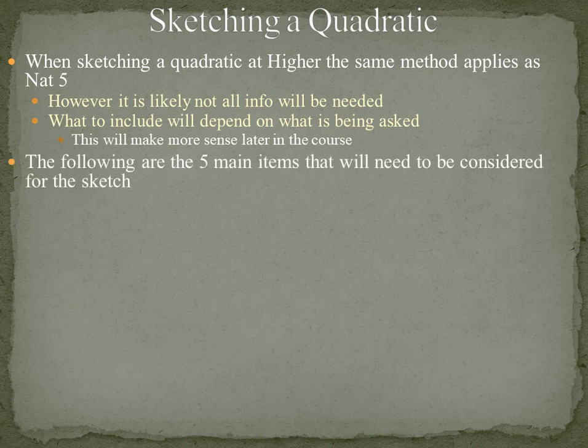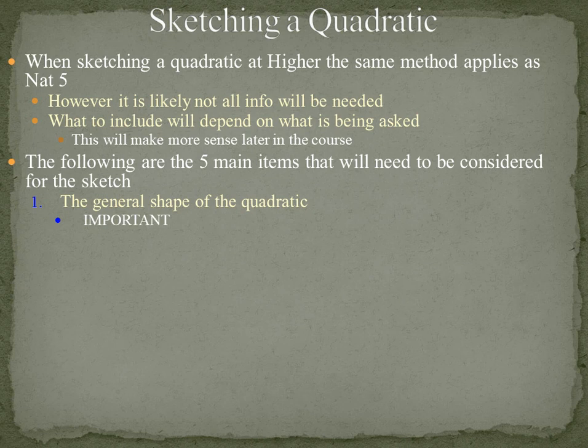So the following are the 5 main items that will need to be considered for the sketch, some of which is from National 5, some is tweaked to fit the higher course. So the general shape of the quadratic. If the sketch is relevant and part of what you're doing, this is important, so it must be included.